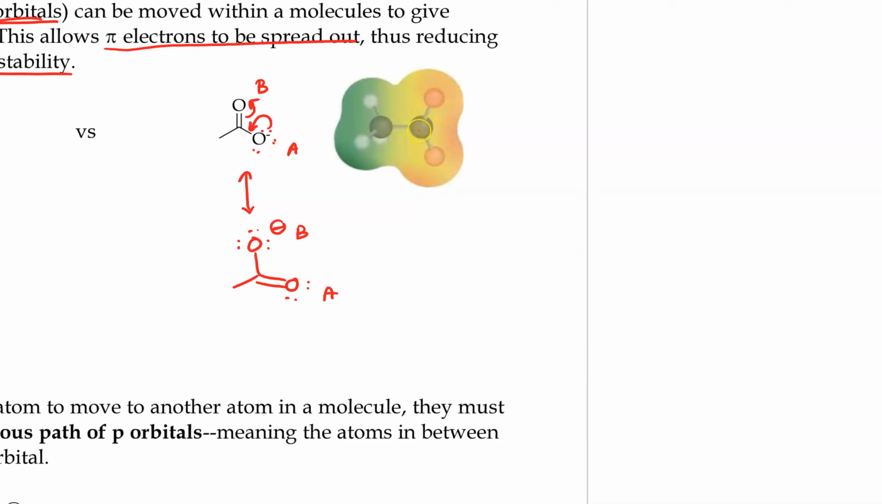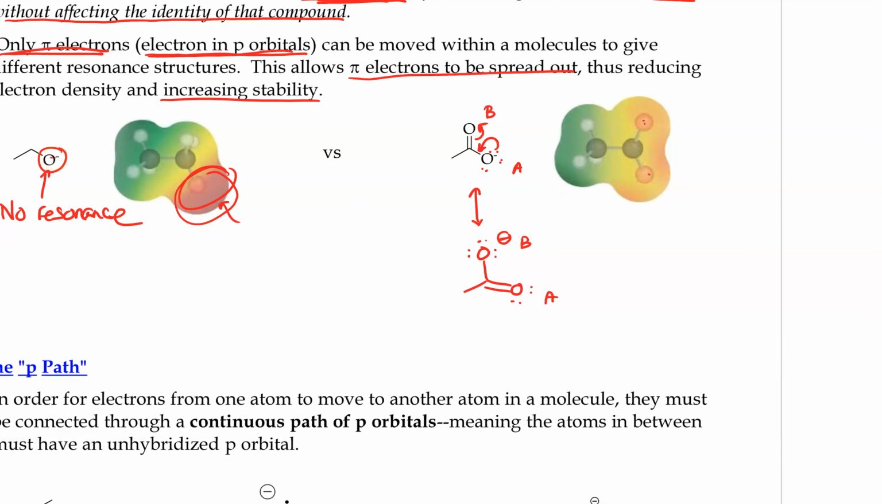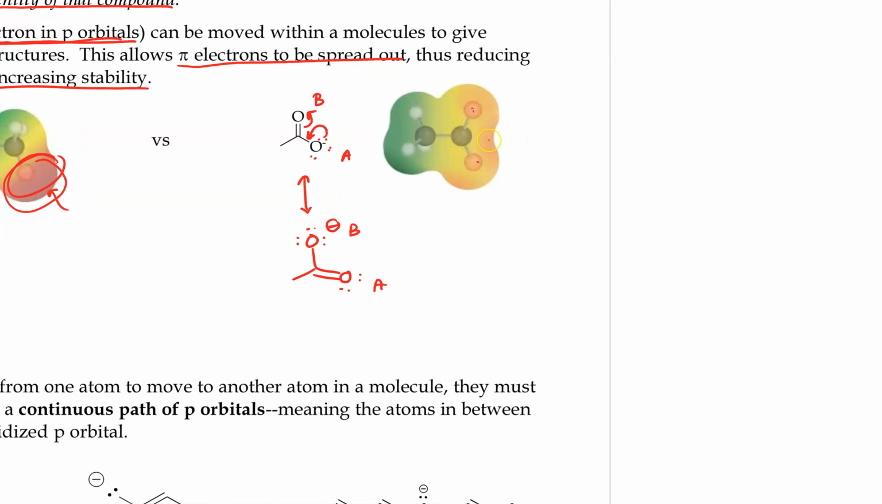If we were to look at the electrostatic map of this molecule, we would see that both of these oxygens have some electron density on them. This is by far much less compared to the other oxygen over here that is negative and cannot form a resonance structure to distribute electrons. Going back to this molecule, it now has a wider spread of its electron cloud, so it's not as electron rich, and therefore it is more stable.